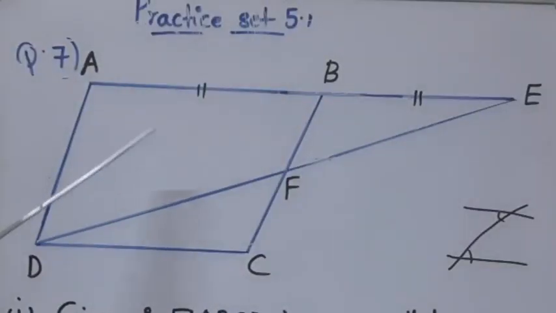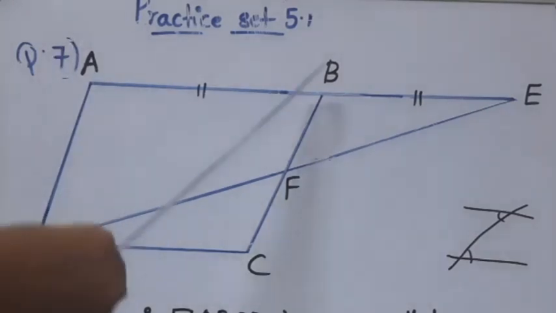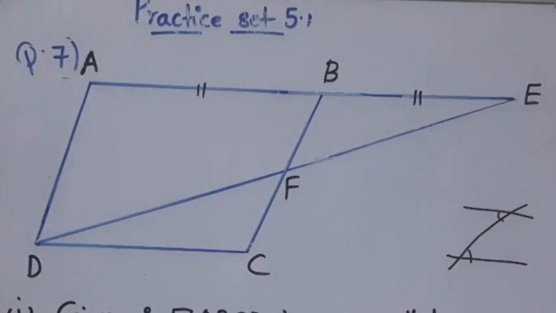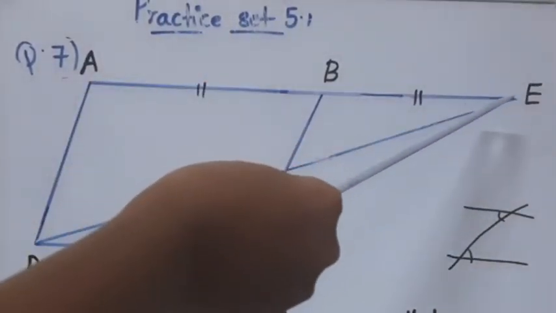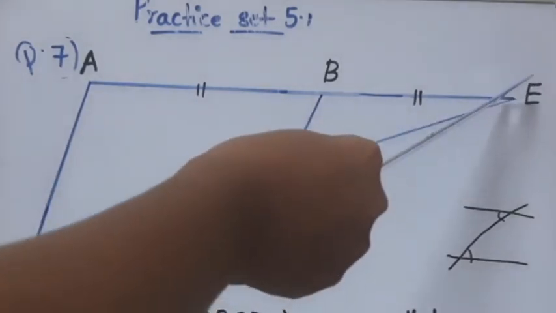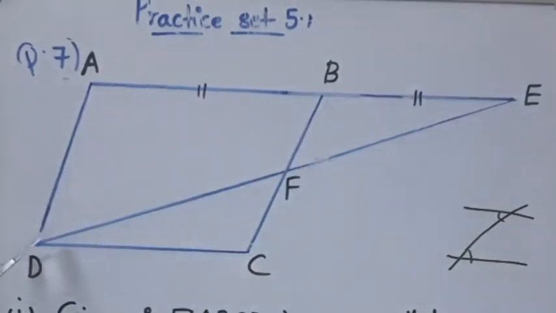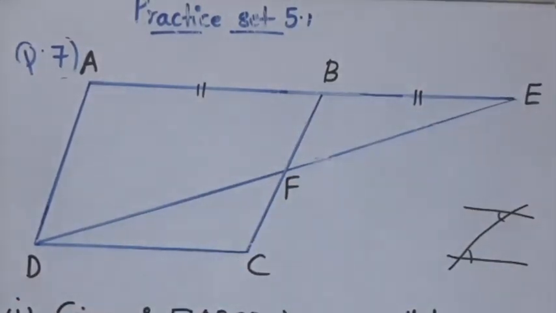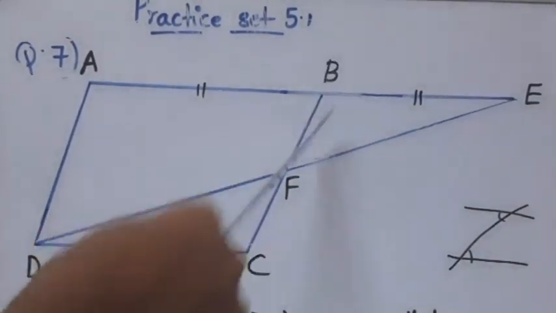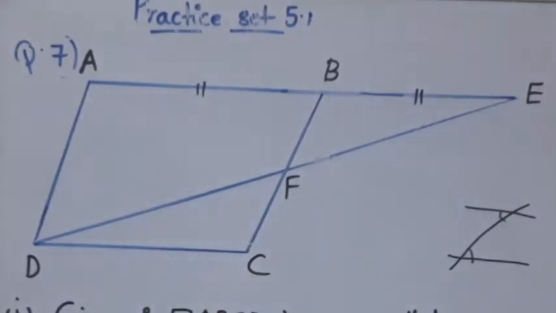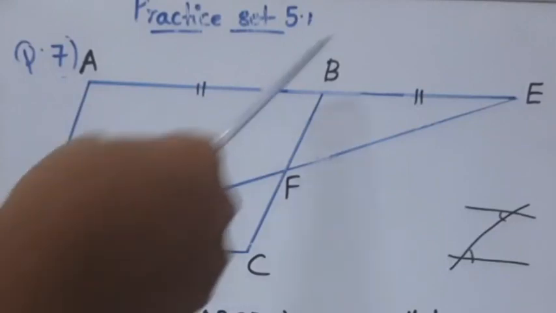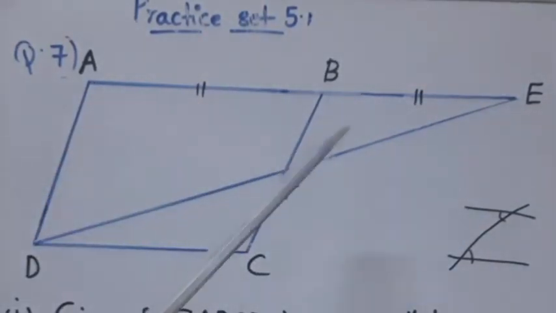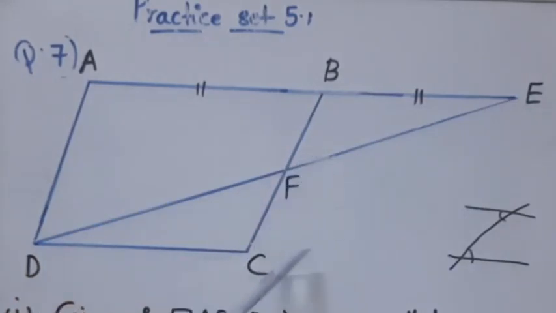Question number 7. In this figure we have a parallelogram ABCD, and we have this segment AB which is extended towards its right side, so that it will make a point E, and they have joined this D and E. We have to prove that line ED, that is this line, bisects segment BC at point F. Bisects BC means this line divides BC into two equal parts, which means we have to prove that length of FB is congruent to length of FC.